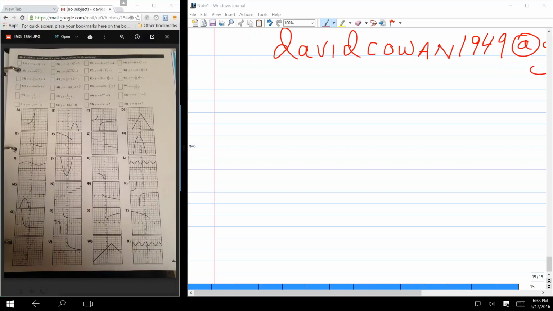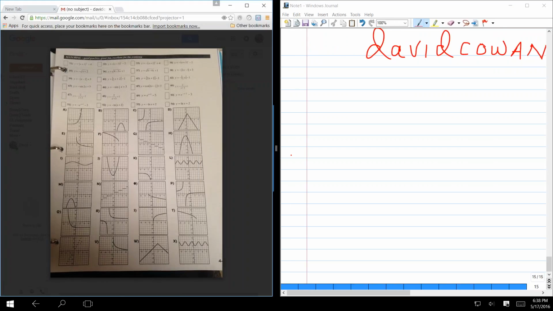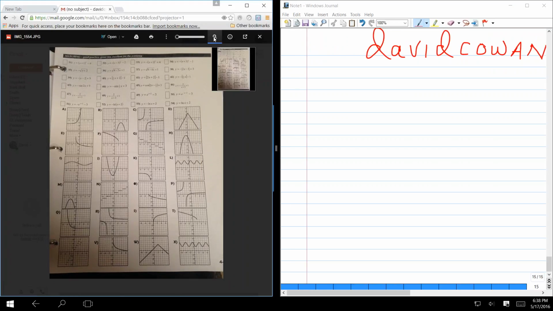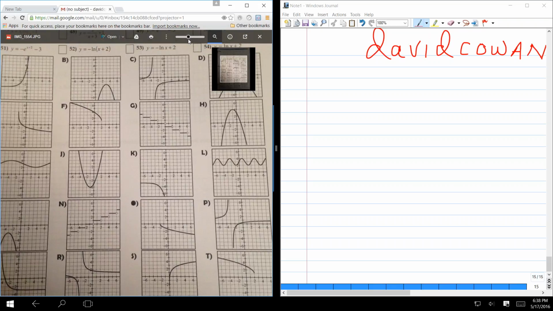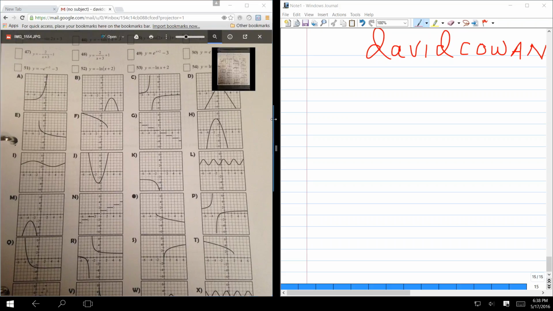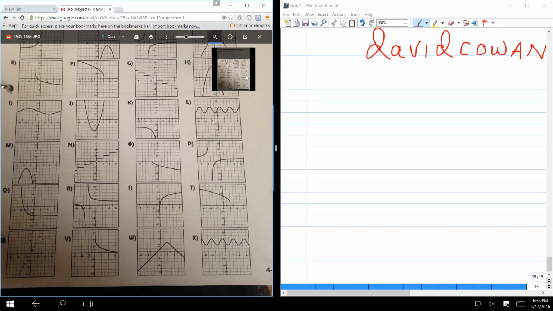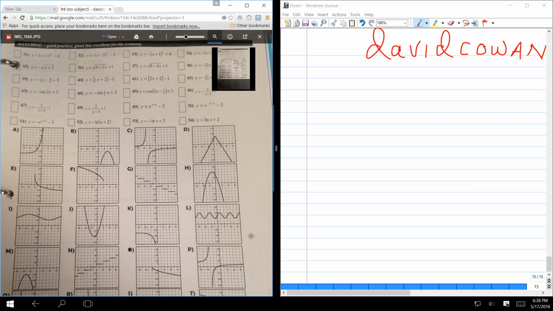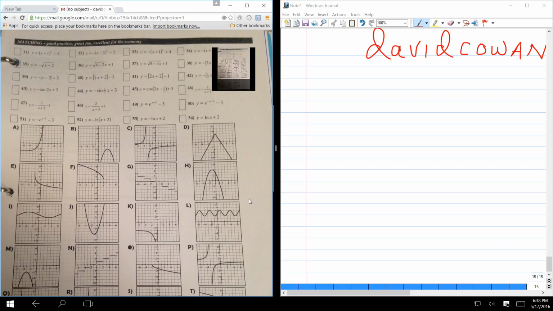All right. Let me zoom in a little bit on this. Is there one in particular you want to start with? No. This is matching the function with the graph. Where's the top of the, hold on. Oh, okay, I got it now. So you just want to start with 31? Sure. 31 is what kind of function and what kind of graph?